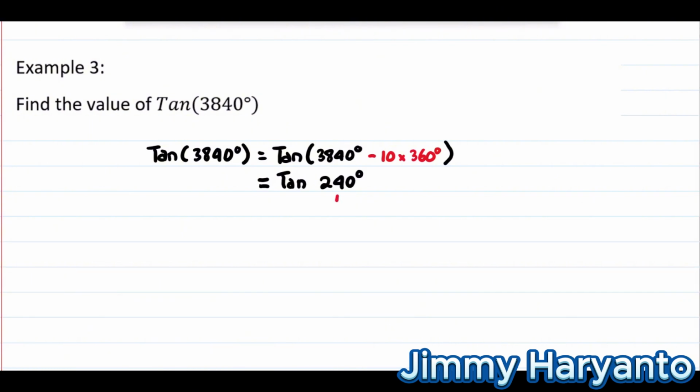That means we can find the result directly. 240 degrees is in the third quadrant. Tangent in the third quadrant will be positive, and then we subtract 180. You will have 60 as the result, so tan 60 is square root of 3. There you go.